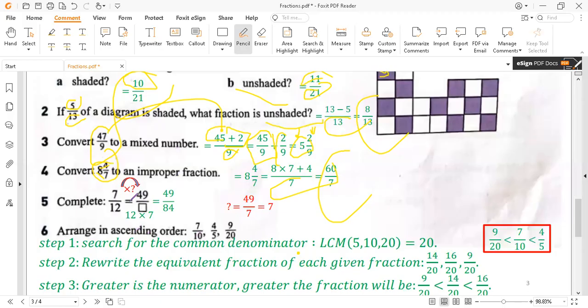So normally we multiply by 7. If we multiply the numerator by 7 to obtain an equivalent fraction, we should multiply the denominator by the same number, so we multiply by 7. So how can we find this number in another way?